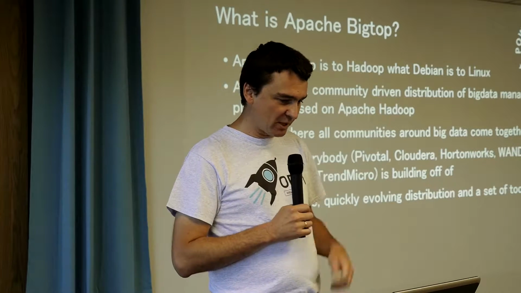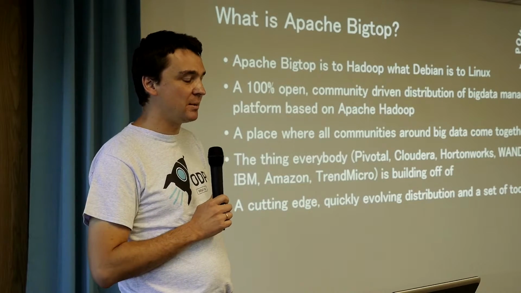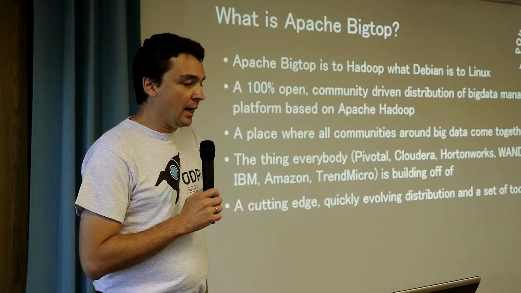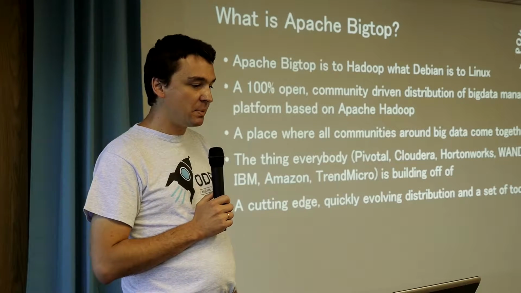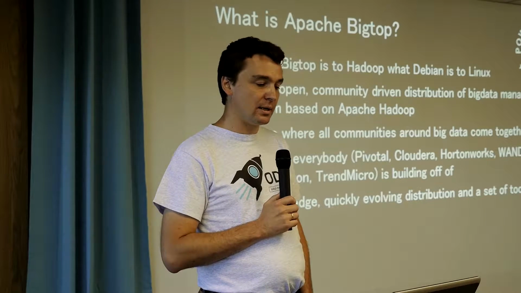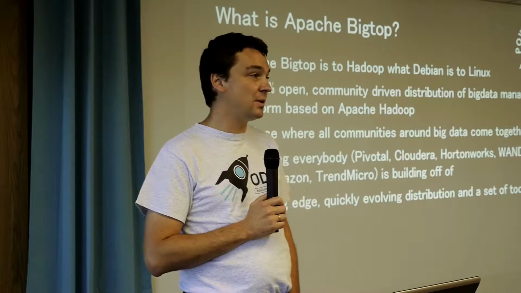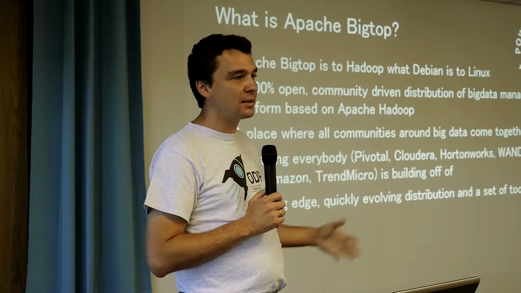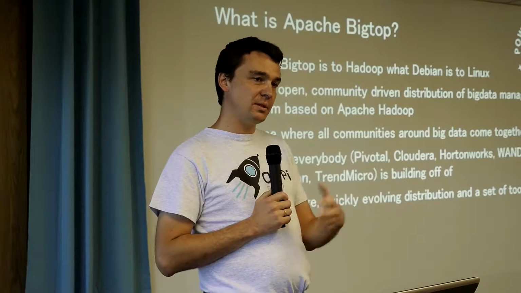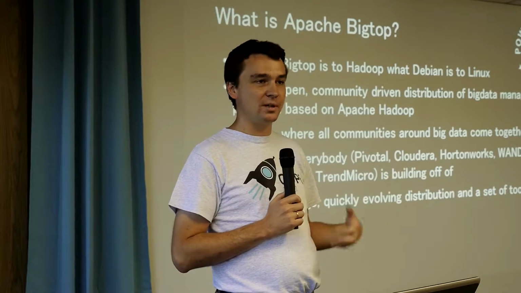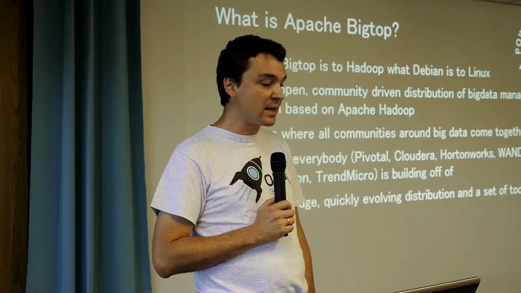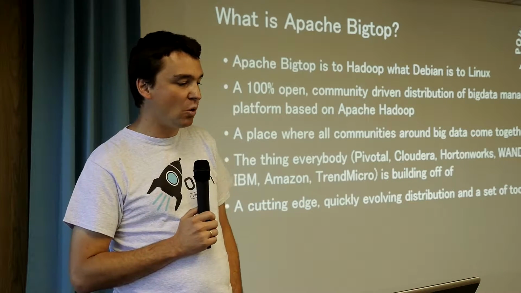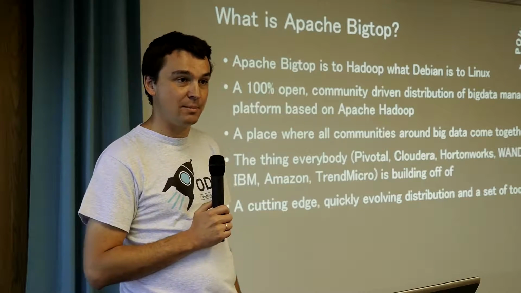But what is Apache Bigtop? For those of you who may not be familiar with the project, let's go through a couple of high-level points. Apache Bigtop is trying to be to big data and Hadoop what Debian is to Linux. It tries to pull all these different bits and pieces together and present a coherent distribution, almost a coherent product, to the end users. It is at the same time a 100% open and community-driven distribution, just like Debian.